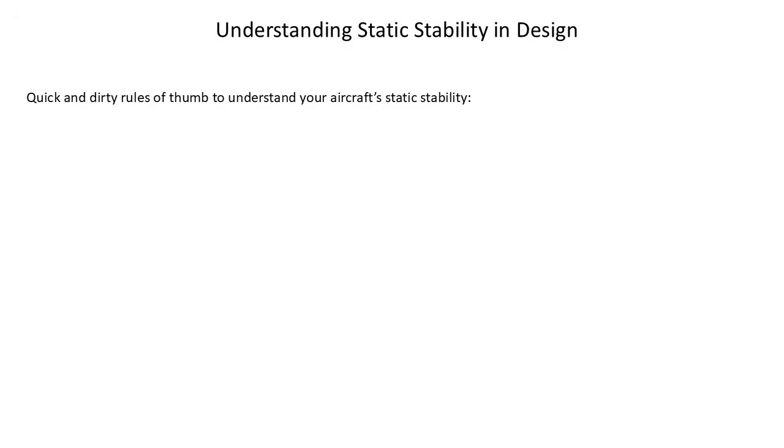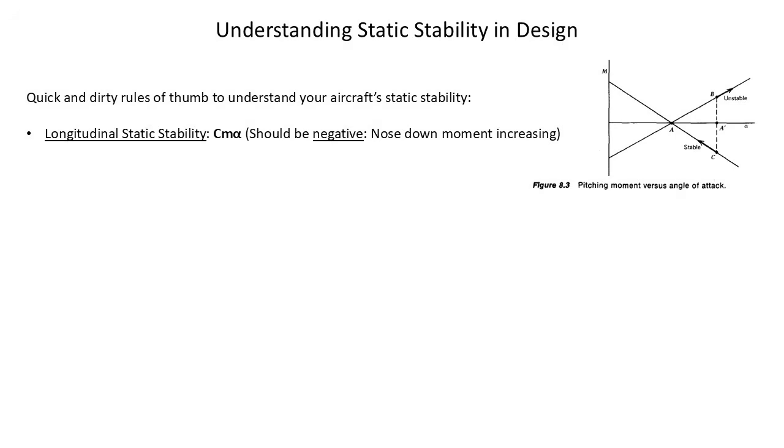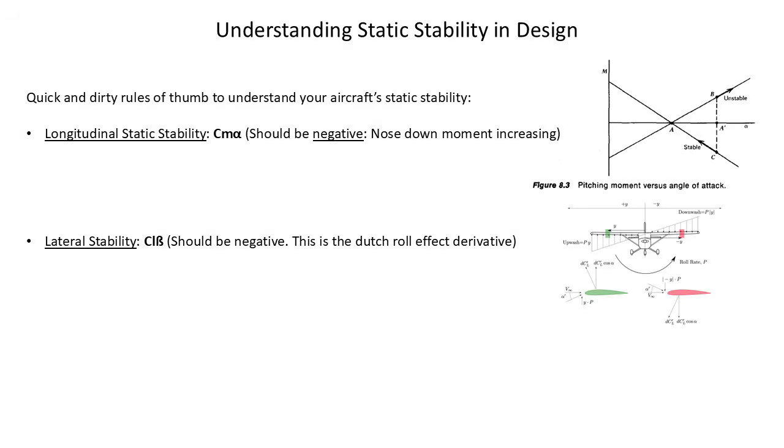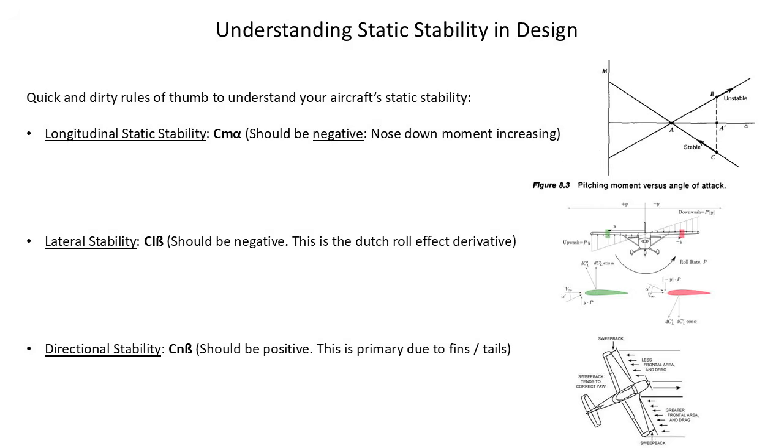For longitudinal stability, CM alpha is the derivative you want to be looking out for. This should be negative, and if you have any questions on understanding that, go watch the last video. For lateral stability, CL beta is a derivative you should pay attention to, and this should be negative for stability. And for directional stability, CN beta is what you want to look out for, and this should be positive.